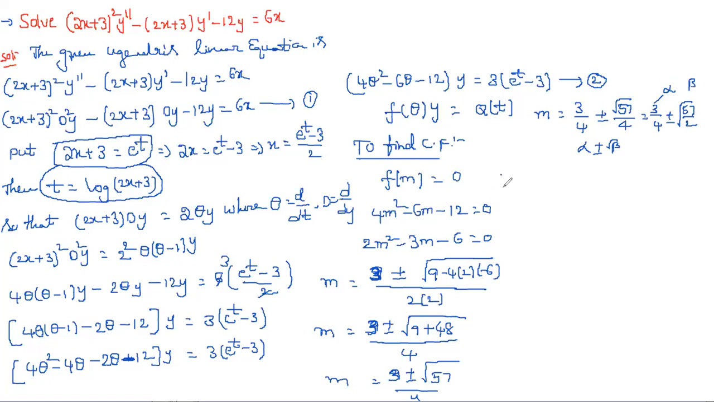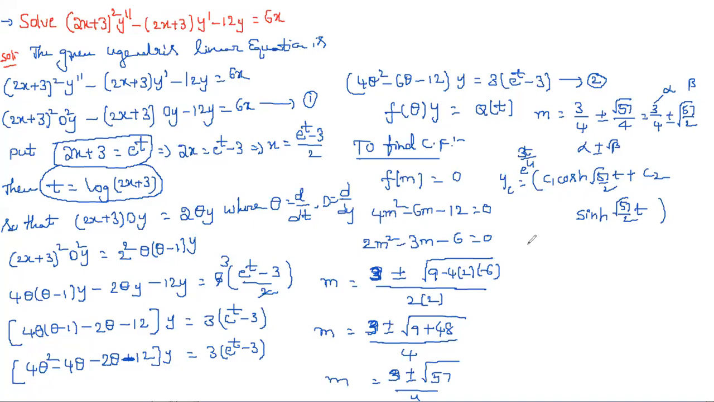So simply the complementary function is yc equals e power alpha t into c1 cos h root beta t plus c2 sin h root beta t. That is nothing but e power 3t by 4 into c1 cos h root 57 by 2 into t plus c2 sin h root 57 by 2 t. Here the roots are real and irrational. So if the roots are irrational, it is e power alpha t into c1 cos h root beta t plus c2 sin h root beta t. So this is the yc.